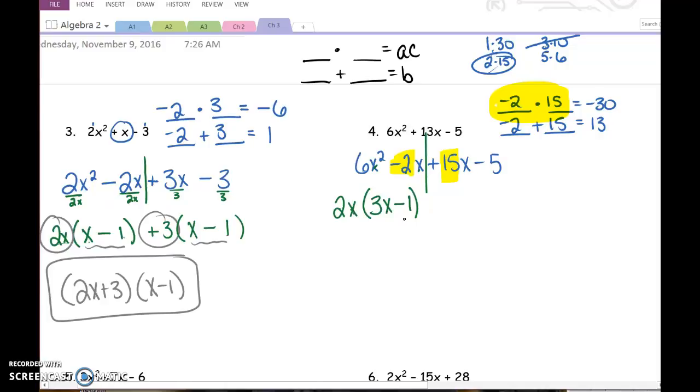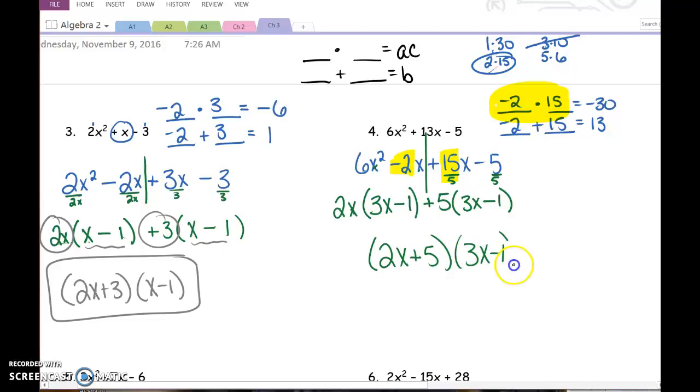15x and 5. What do 15x and 5 have in common? They are related to 3, but can we divide both of them by 3? 5. 15x divided by 5 is 3x, and negative 5 divided by 5 is negative 1. So our factored form would be 2x plus 5 times 3x minus 1.